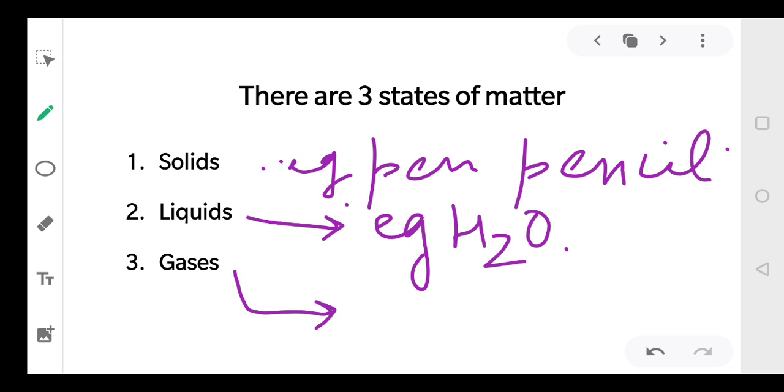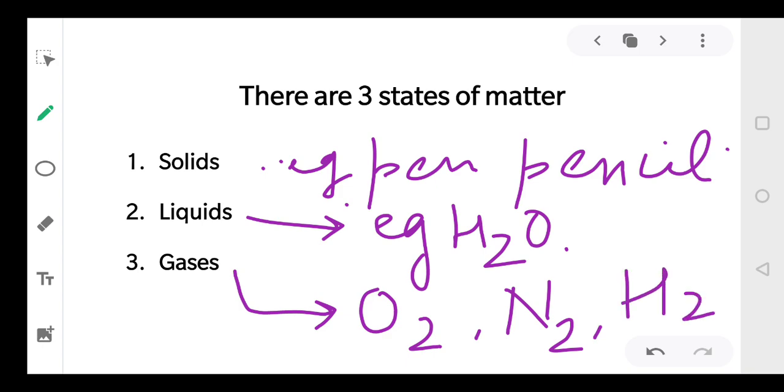An example of gas. Which gas do you breathe? Oxygen. Correct. Then nitrogen, which is present in 78% of air. Hydrogen. These are all examples of gases. So basically there are three states of matter: solid, liquid, and gases, and these are their examples.